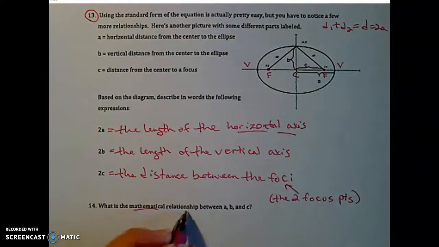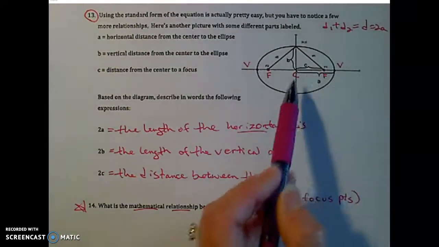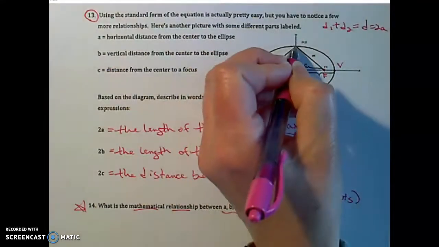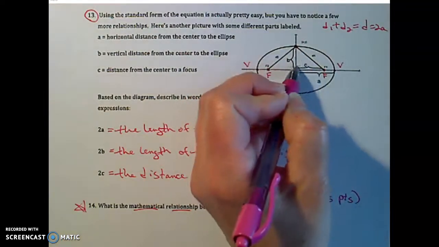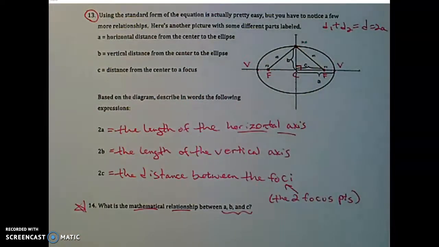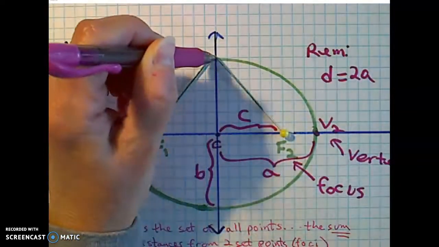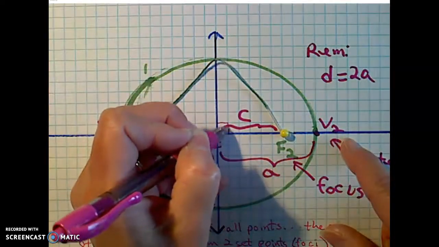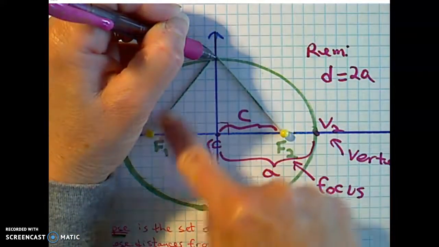What is the mathematical relationship between A, B, and C? This is important to notice. Please notice that if I could pull that string straight up from those foci, straight up to the end of that vertical axis, I form this right triangle in here. I'm going to go back to my ellipse maker so you can see that right triangle. So if I could pull that constant sum straight up, I get this right triangle right in here. And it's important to notice what was the length of that string. Remember the length of my string, that constant distance was 2A.